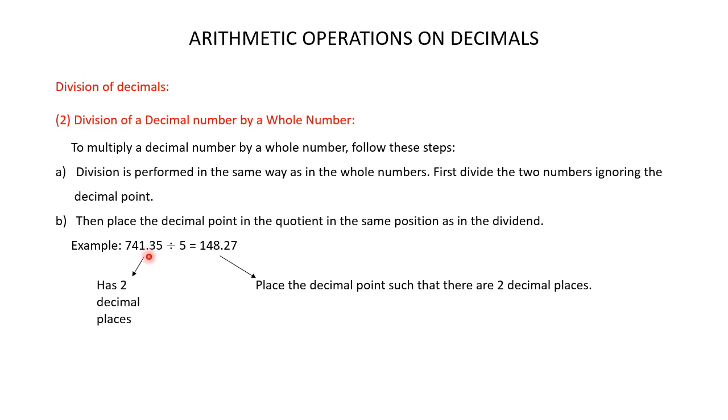Now count the number of digits after the decimal point in the decimal number 741.35. Here there are 2 digits after the decimal point. So place the decimal point in the quotient such that the quotient also has 2 digits after the decimal point. So 14827 is written as 148.27. So 741.35 divided by 5 is 148.27.